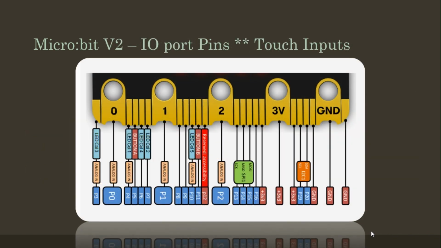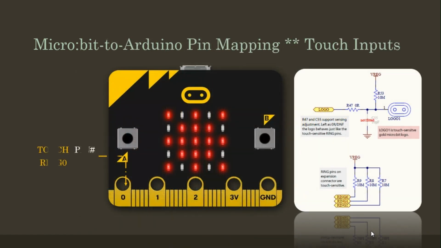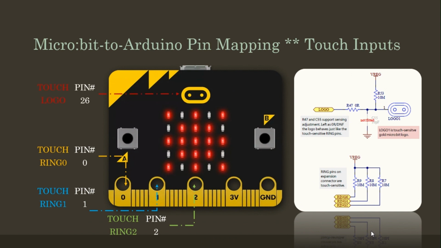The Microbit V2 board has 4 touch-sensitive inputs, in addition to 2 buttons. There are 3 touch sensor pads located on the edge connector of the Microbit V2, with pins 0, 1, and 2. Additionally, the golden Microbit logo is also a touch sensor contact that can be accessed using pin 26.